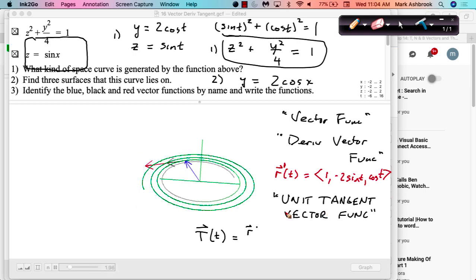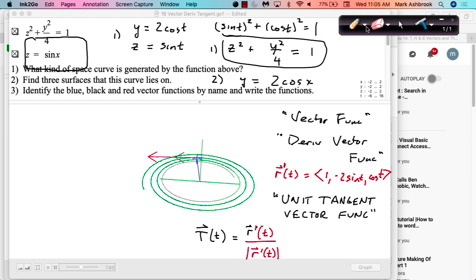That should have been r prime. So then the unit tangent would be, Connor? Just the magnitude, or same as the derivative function, but divided by magnitude. Right, so you're going to take that thing and divide it by, so we're going to scale it by whatever its magnitude is at the moment of t. So it's always a unit vector.